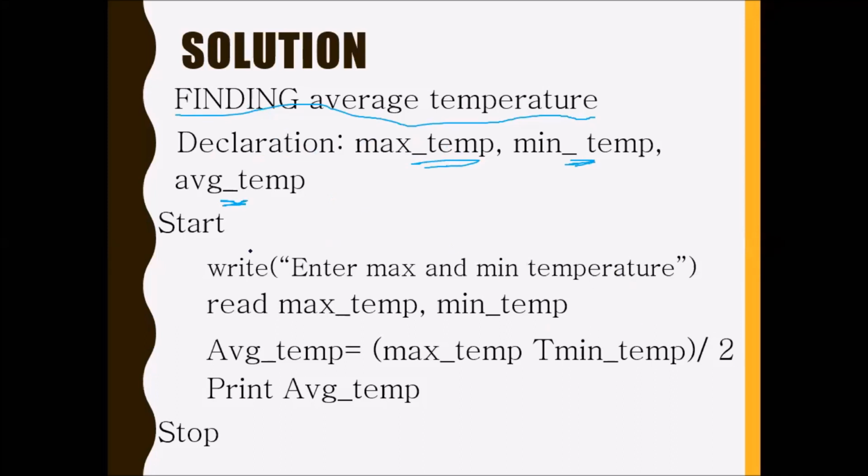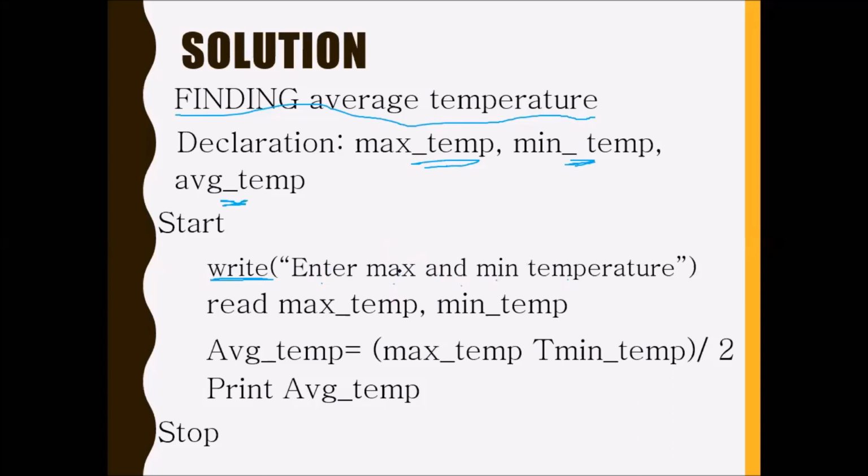Right. So here we move to the body of the program. Again, the body must be enclosed within start and stop. We use the word write, which means that it is an output. We want this to output to the screen. What will be displayed on the screen? Enter max and min temperature.